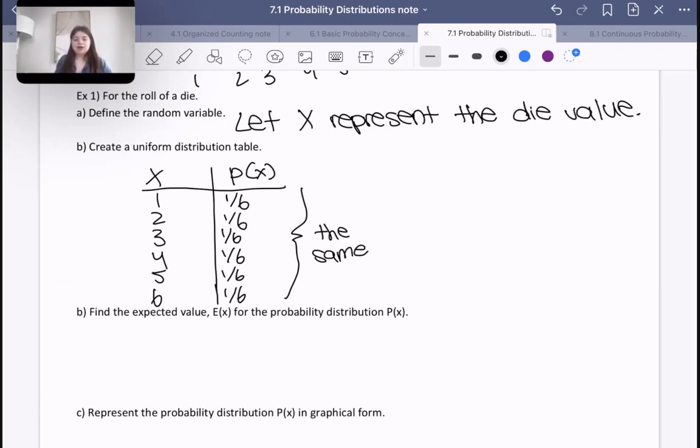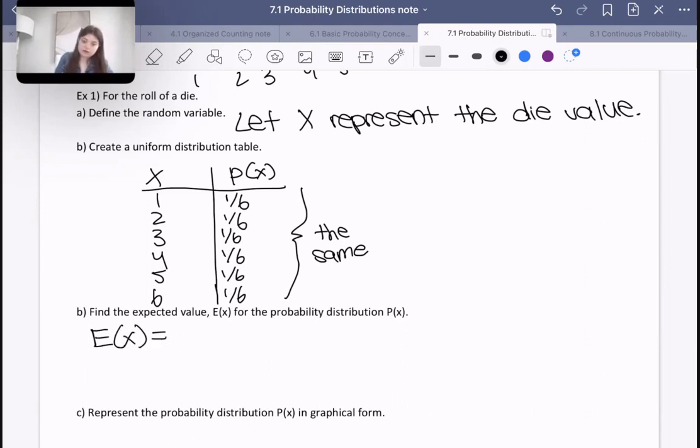Good. Now they were asking us to find the expected value. There's actually a shortcut to finding the expected value here. Because all the probabilities are the same and these are evenly spaced, we could just add the first one plus the last one, and divide by 2, and get the answer a lot faster. However, if we do it the traditional way, we would also get the same answer. It's just going to take us longer.